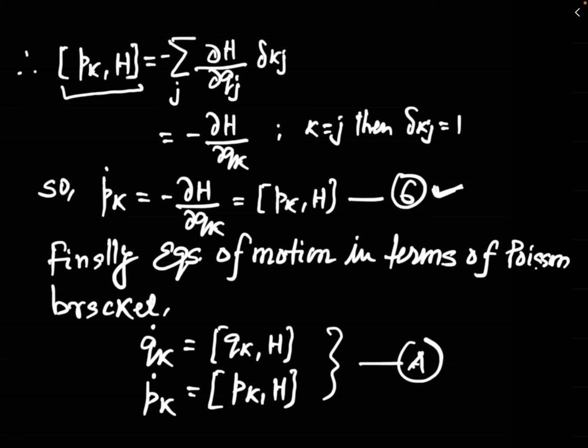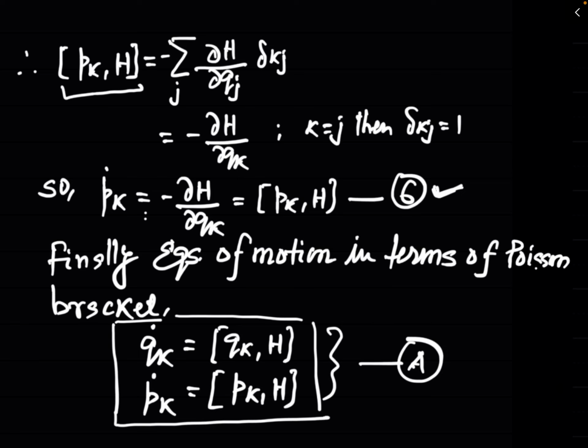pk and h. Actually, these are the equations of motion in terms of Poisson bracket. And you can see this form of equation of motion is more convenient than the equation of motion which we write in this differential form, because when you write the equation of motion, then in this second equation there is a minus sign, but here symmetry is maintained.